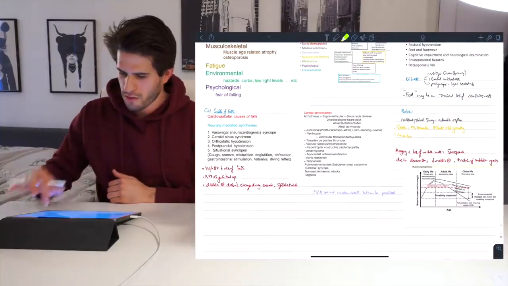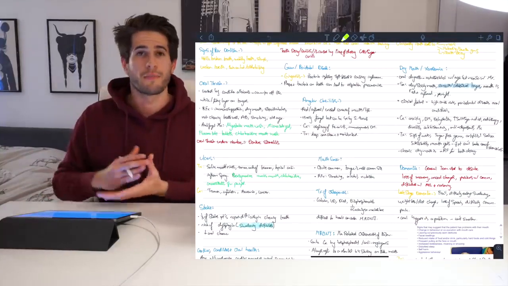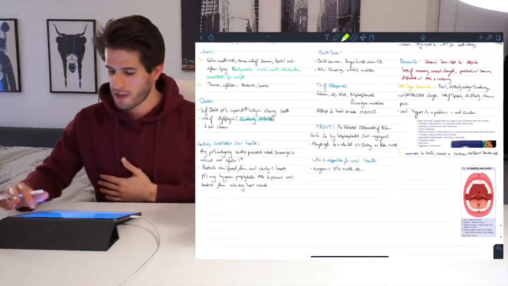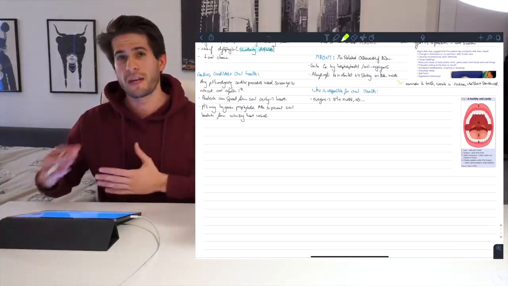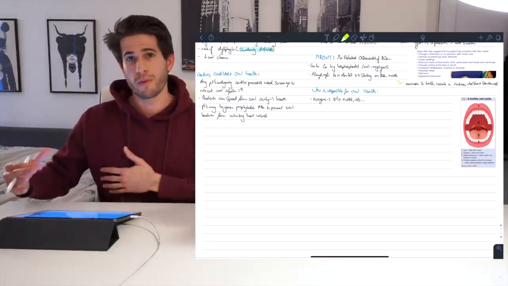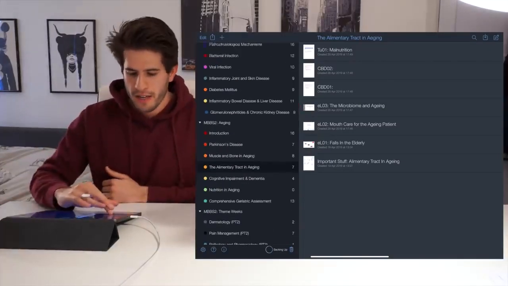So again, 1, 2, 3. Here, 1, 2, 3. They all sort of work around the exact same color scheme, the exact same organization. And that helps me have continuity throughout my lectures, and it helps me immediately identify information that I know is important.